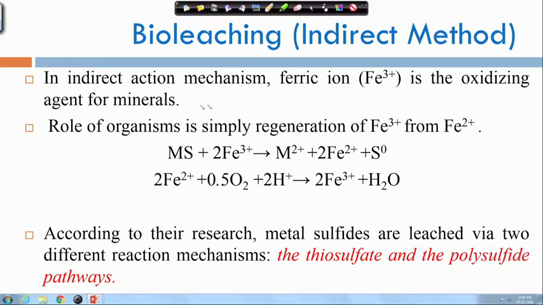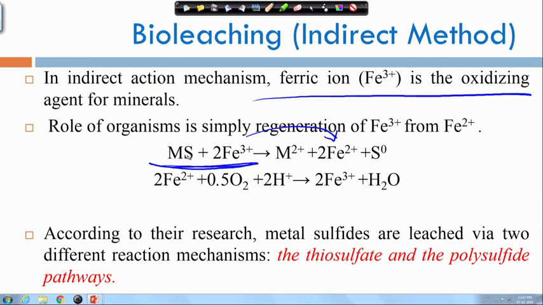So, in the case of a ferric ion, it is the oxidizing agent. So, you have metal sulfide with the ferric ion. So, this will take an electron and become Fe2, and in that process the sulfur. So, here this will be an electron acceptor. So, electron will get released. So, electron will come from actually here. So, your M2 plus and S.